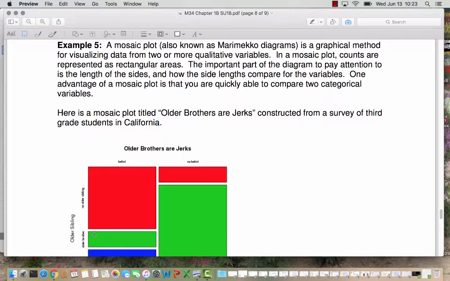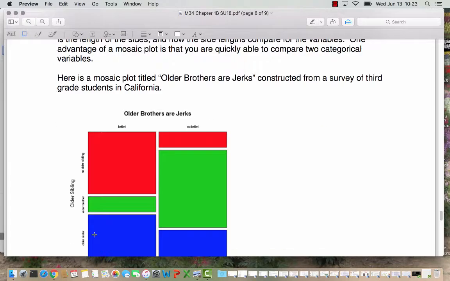So in a mosaic plot, counts are represented as rectangle areas. So the important part of the diagram to pay attention to is the length of the sides and how the side lengths compare for the variables. So one advantage of a mosaic plot is that you're quickly able to compare 2 categorical variables.